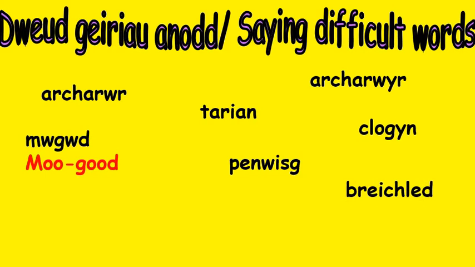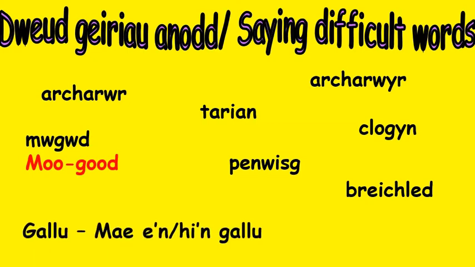Breichled. Here's a tricky one. Breichled, bracelet. And gallu. Gallu is an important word that came up in this topic. Gallu, can. Mae ein gallu, mae hi'n gallu. He can, she can. Gallu.